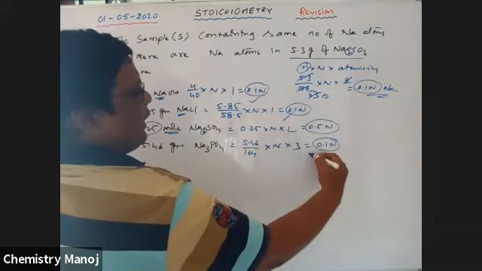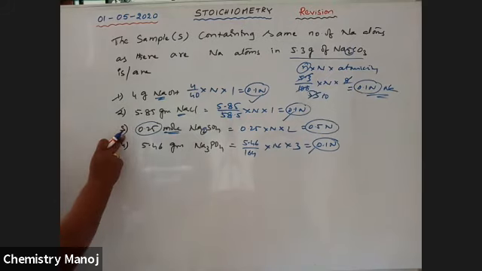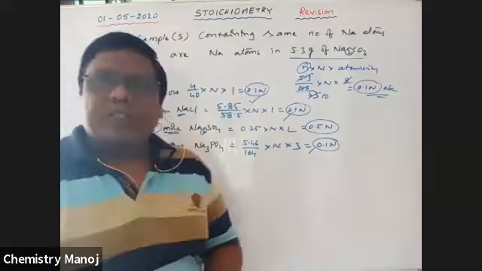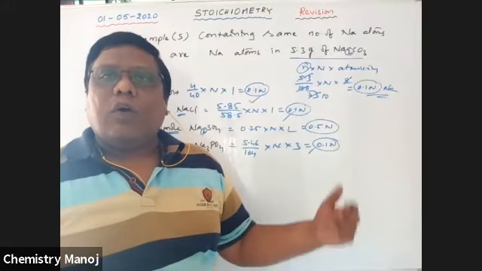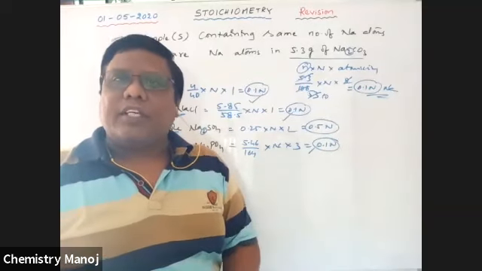So these are the 3 answers: 1, 2, and 4. 1, 2, and 4 are the answers. The number of atoms is small n into capital N into whatever you want. Multiply with that number of atoms. If total number of atoms is asked, that is how it is used.